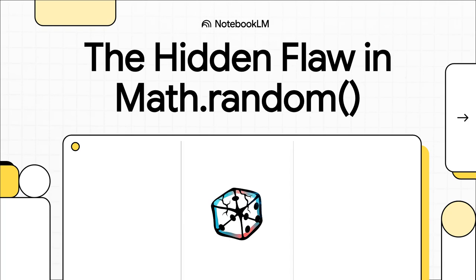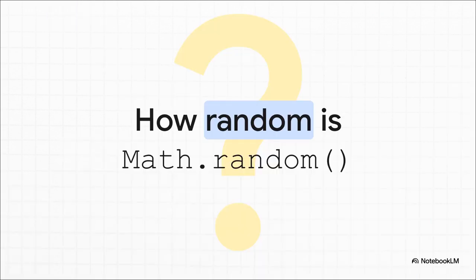If you're a JavaScript developer, you've probably typed Math.random thousands of times without a second thought. But behind that simple, everyday function is a pretty wild story and a hidden flaw that took years to find and fix.